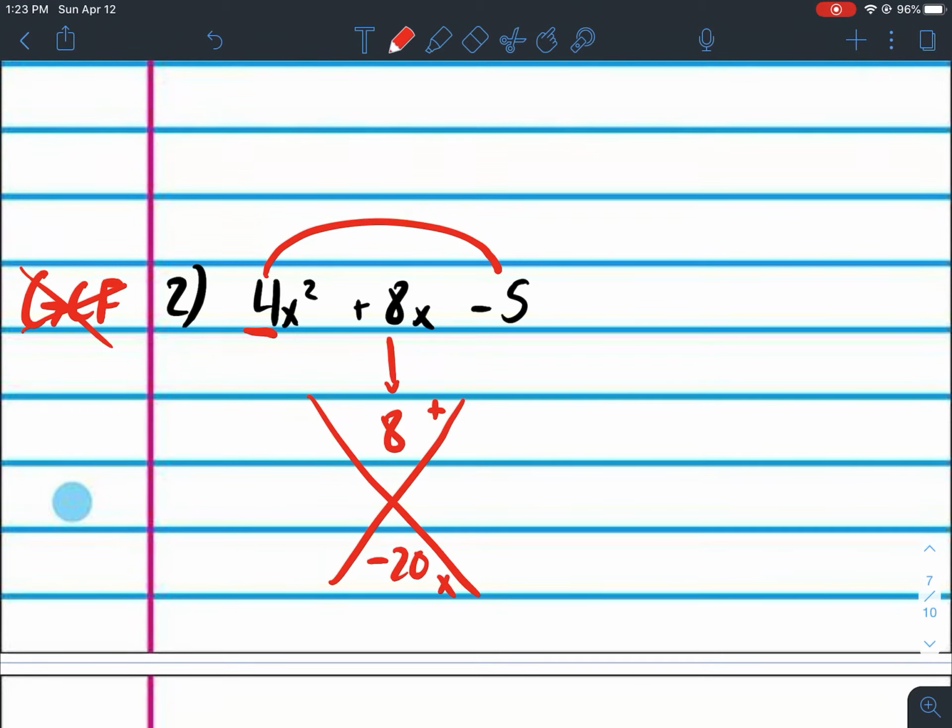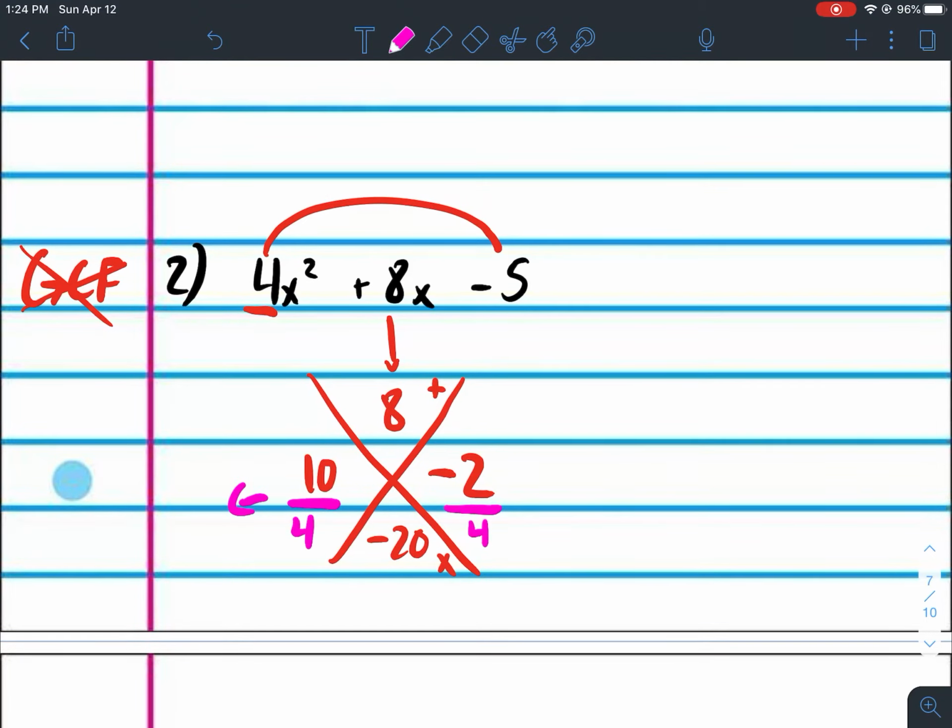All right, so 10 over 4. What goes into both 10 and 4? 2. So that would be 5 over 2. Okay, we're good. And then this would be negative 1 over 2. Now that we have those, we're done. Let's take this first answer. That would be 2x plus 5. And take this one right here. And this would be 2x minus 1.